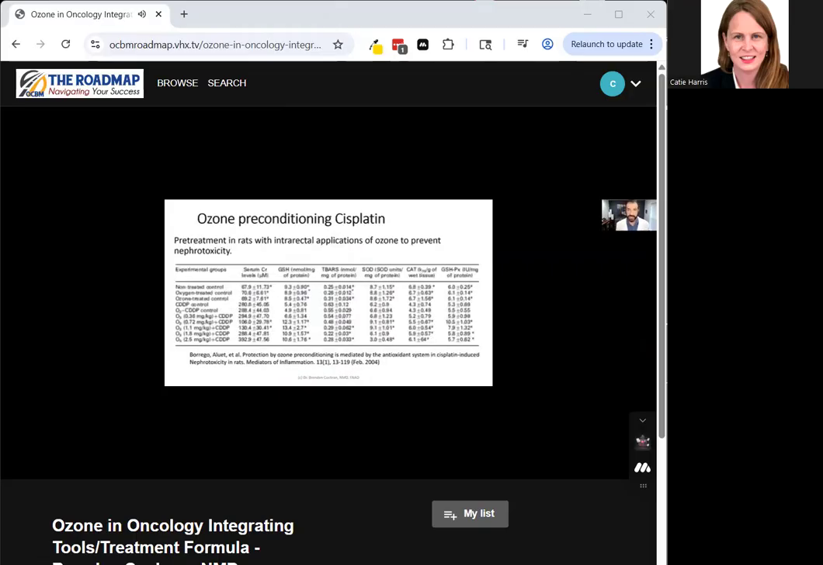Ozone is a preconditioning agent. So your patients who are actively going through cisplatin therapy, this is done in nephrotoxicity specifically. This treatment was done in a rat study, but rats are similar enough to us, we can extrapolate this out. So there is a dose-specific finding here. Notice that glutathione levels increase as we add ozone, but then when we reach a certain threshold of dosage, it starts to decrease. We're overwhelming the system's ability to upregulate glutathione production.